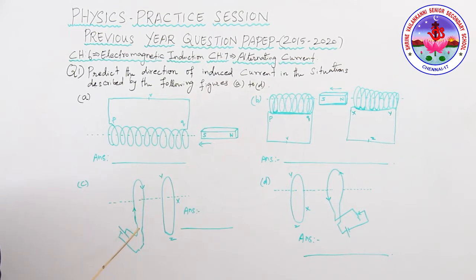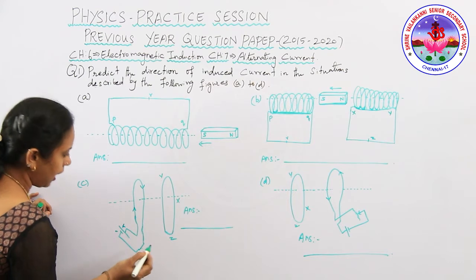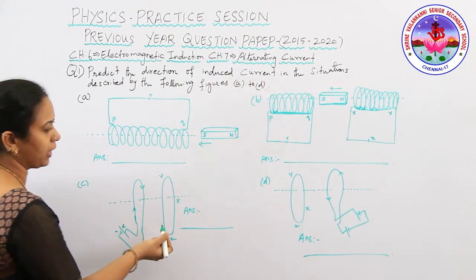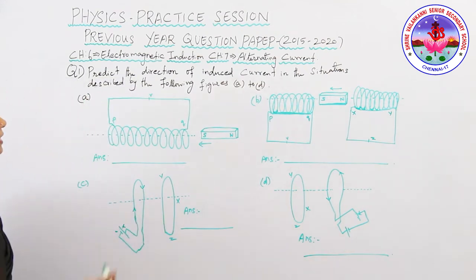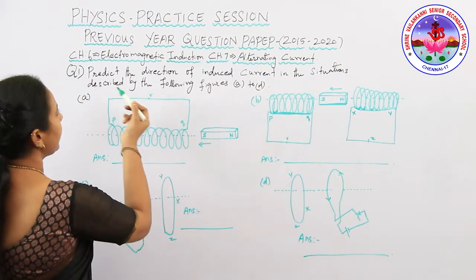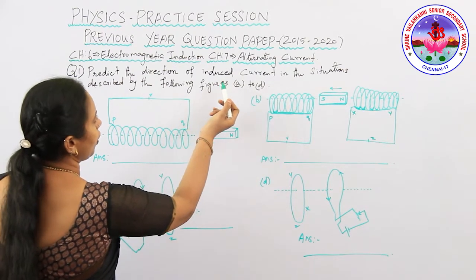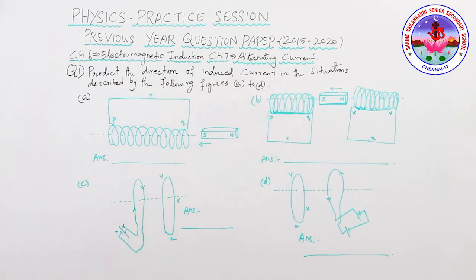This is a coil which is connected with one cell, right? And nearby they kept one more coil. Option D is also connected in the same way. And see the direction, whether they have given the direction or not, because you are going to predict the direction of the induced current in these situations. How will the induced current be?